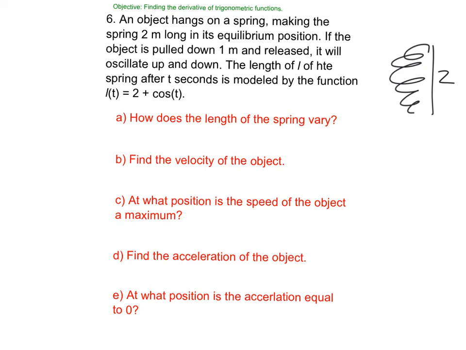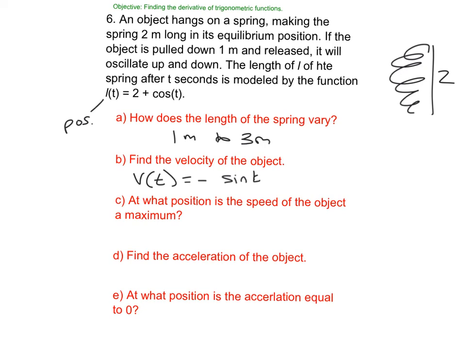So this is length, so this is position, right? So the velocity is just the derivative. So negative sine of t. What is the length? How does the length of the spring vary? I'm thinking that's just asking this, the amplitude. So from 1 meter to 3 meters. I think that's what it's asking.